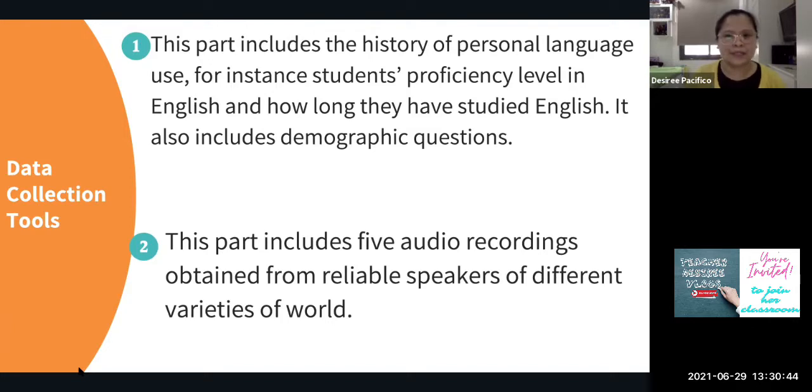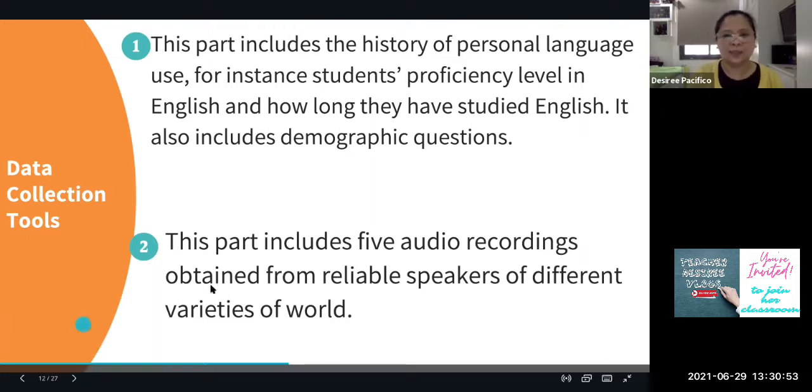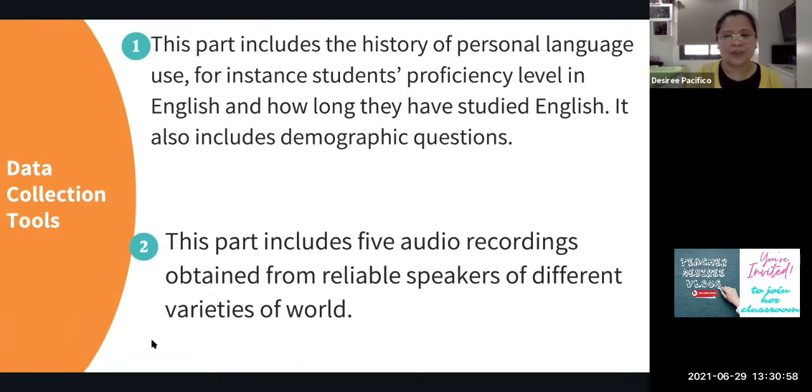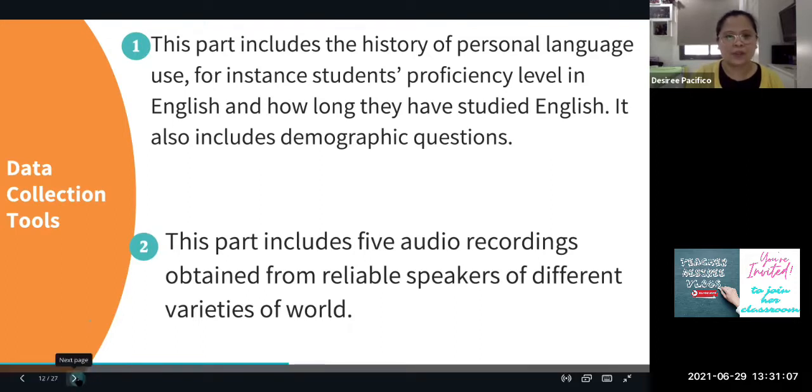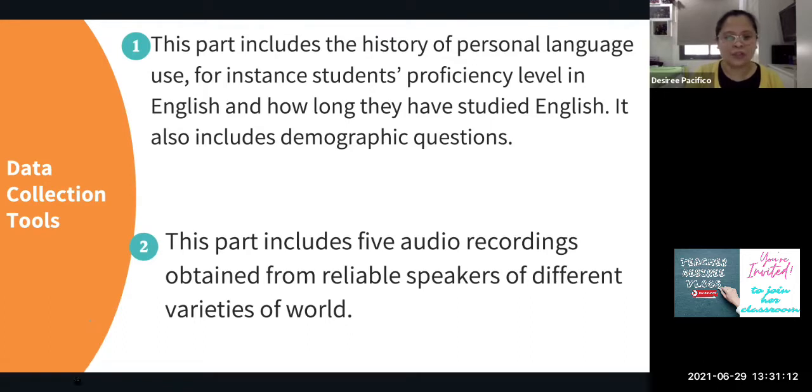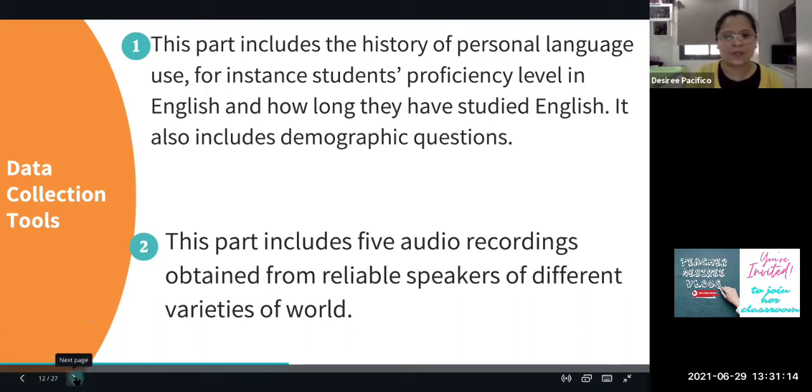The first part includes the history of personal language use, for instance, students' proficiency level in English and how long they have studied English. It also includes demographic questions. The second part includes 5 audio recordings obtained from reliable speakers of different varieties of the world. So the first part is a collection of the knowledge of the students in English. The second part is the listening part.